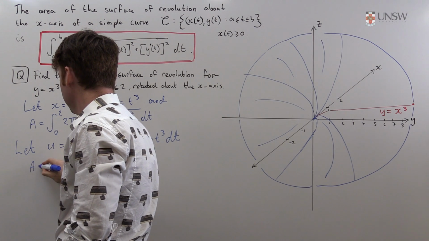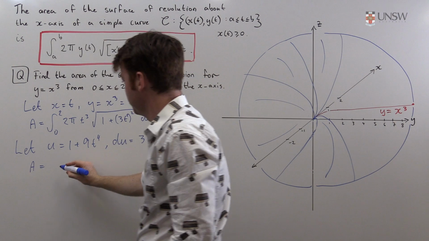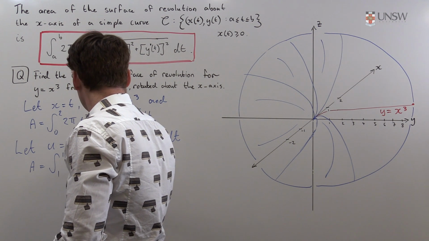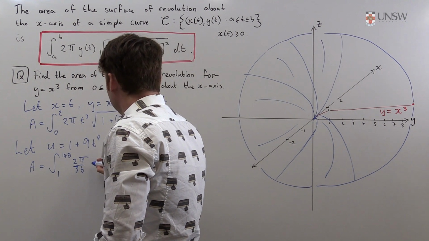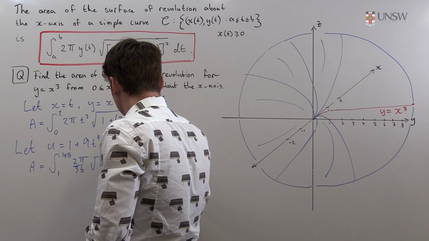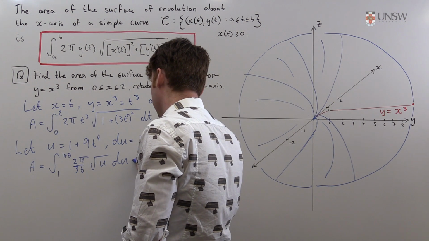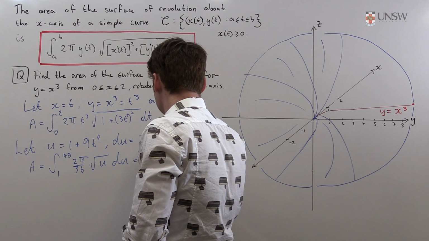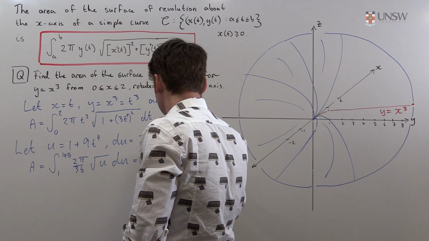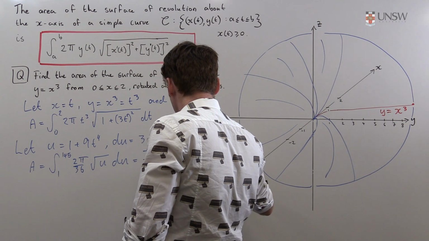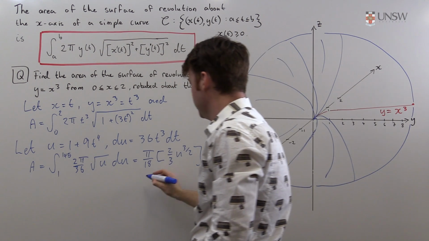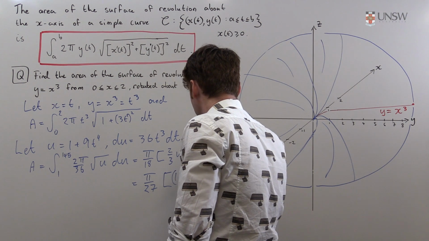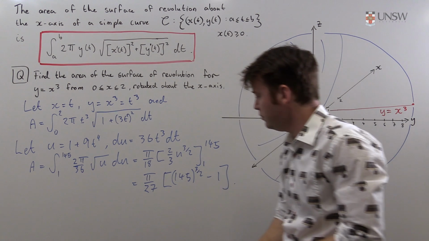Which is nice. So this area then becomes, I'll make my substitution: when t is 0, u is 1, and when t is 2, u is 145, with 2 pi on 36. Cool, and I can do that. That becomes pi on 18 times 2 on 3, u to the 3 on 2, from 1 to 145, which gives me pi on 27 times 145 to the 3 over 2 minus 1. Thank you.